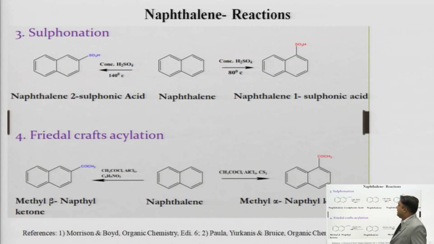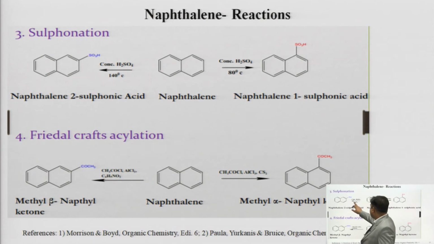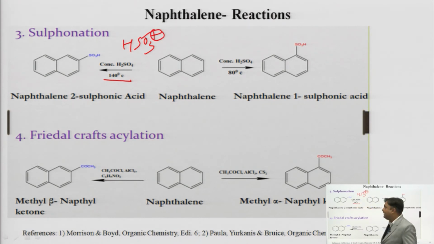Then the third reaction is sulfonation. Again the reagent for the generation of the electrophile is concentrated H2SO4. From concentrated H2SO4 we get HSO3 plus, as an electrophile, that SO3H plus will attack the naphthalene. So, there are two possibilities.